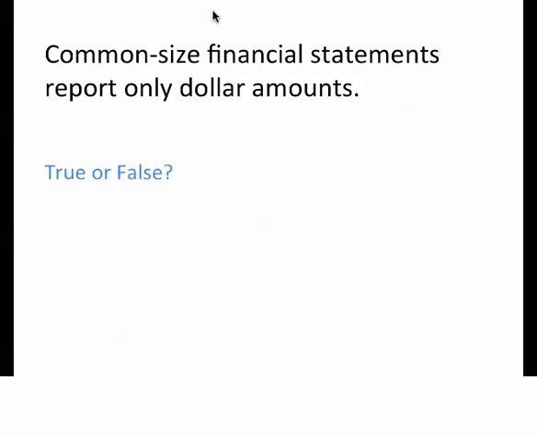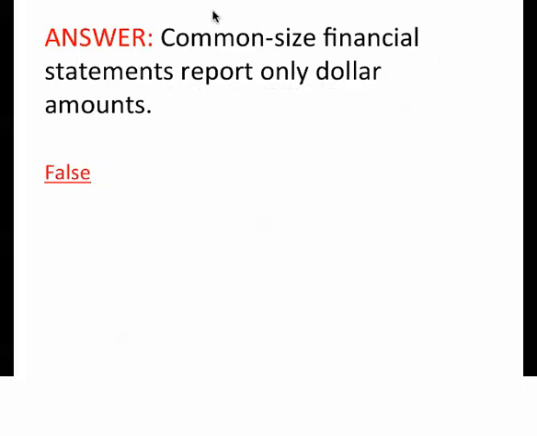Common size financial statements. Fundamentally, what common size means is we can compare companies of all different sizes. Can we compare companies of all different sizes with dollar amounts? No. So this has to be false. Common size financial statements are all in percentages.